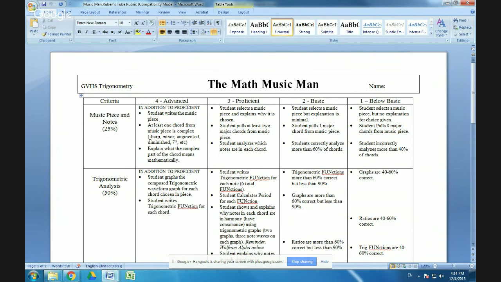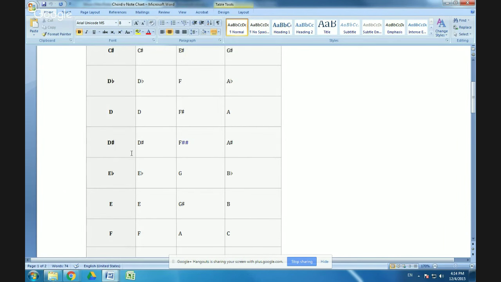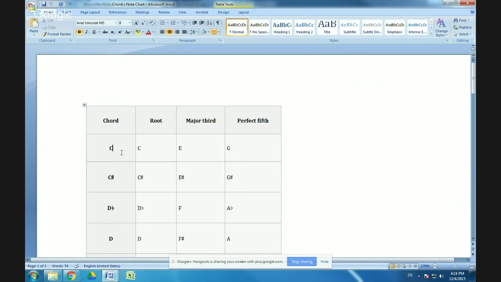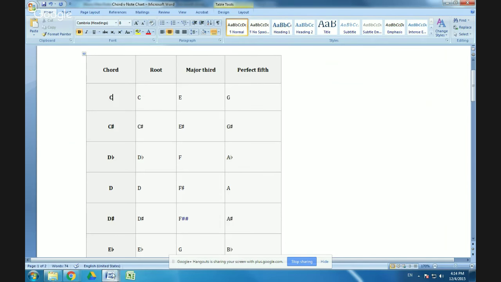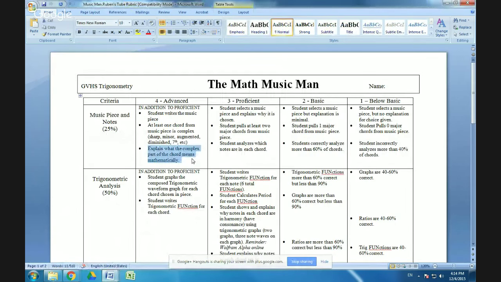If you see a D sharp chord, or a flat, you might see augmenteds, sevenths. The most common you'll probably see would be like an A minor, or a C minor. But you're going to have to research those yourself, and that's why I put it in the advanced column. You have to find the notes yourself, and then explain what the complex part of the chord means mathematically. What does a 7th mean? That's the hard part of that advanced column.